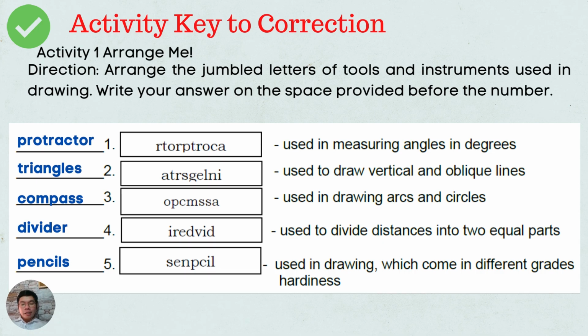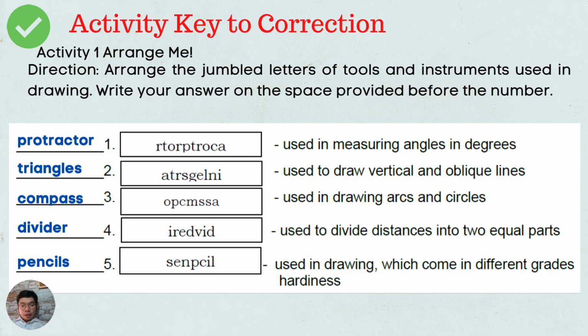The first one is a protractor, which is used in measuring angles in degrees. 2, triangles, used to draw vertical and oblique lines. 3, compass, used in drawing arcs and circles. 4, divider is used to divide distances into two equal parts. And the last one is the pencil, which is used in drawing, which comes in different grades of hardness.